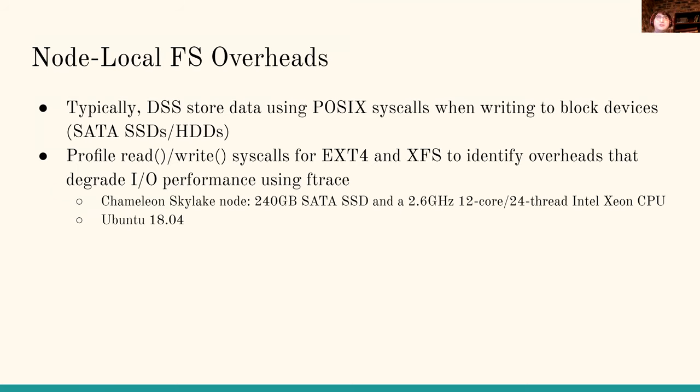The first part was quantifying the overhead on node local file systems, and the second part was quantifying it on the distributed storage system. For the node local file system, we traced the POSIX system calls that are used to write to block devices, because typically distributed storage systems like OrangeFS use POSIX to store data. We profiled the read and write system calls over ext4 and XFS to identify the overheads, and we did this in Chameleon Cloud over a SATA SSD.